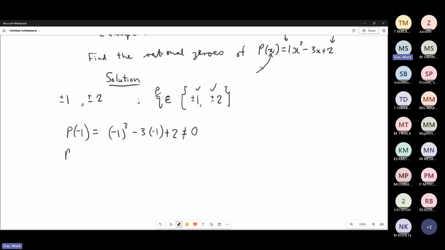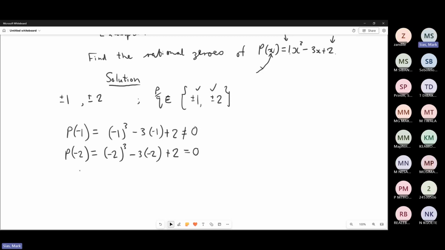Let's try P of minus 2 now. Let's just check the minuses out. So it's minus 2 cubed, minus 3 times minus 2 plus 2. Let's see what this gives us. Well, minus 2 cubed is minus 8. And then we've got plus 6 plus 2. So this is indeed equal to 0. So minus 2 is a root. It is a 0 of that polynomial.